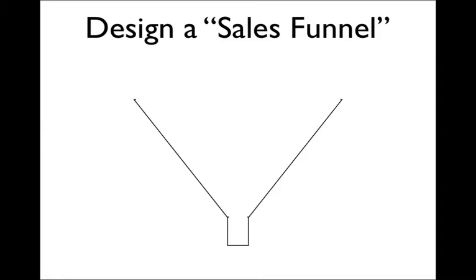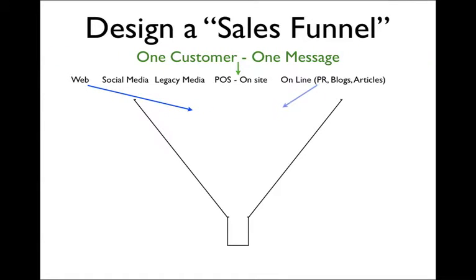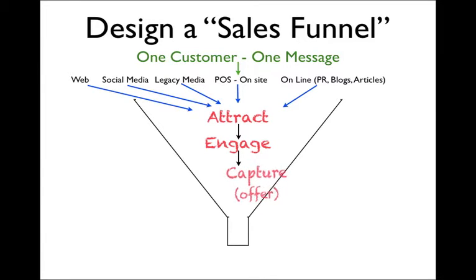So now we're at the point where we're actually going to design a sales funnel, and there's some automation to this, so I'm going to trigger it and let it build. We're going to take your one customer and the one message, and we're going to use every form of media: the web, social media, legacy media, your on-site stuff, your online blogs and articles, to attract your customer. We're going to have a process to engage your customer, and an offer or an invitation that captures them and converts them into buyers of your product or service.